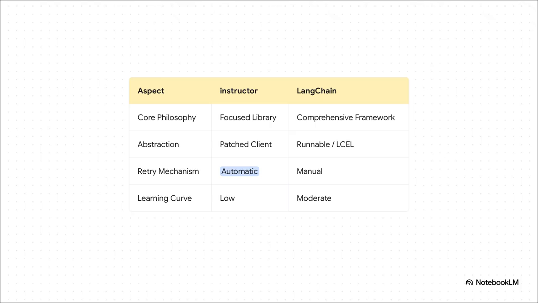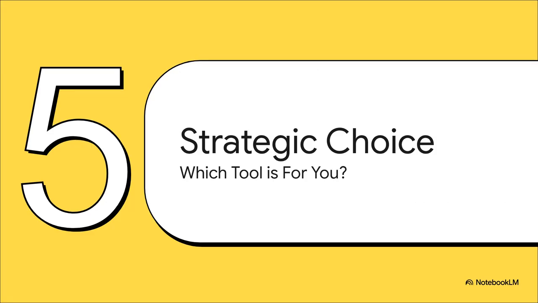With Instructor, it's automatic. It's built in. With LangChain, you have to code all of that retry logic yourself, and that is a massive difference in out-of-the-box reliability. So after that showdown, the question isn't really which one is better.